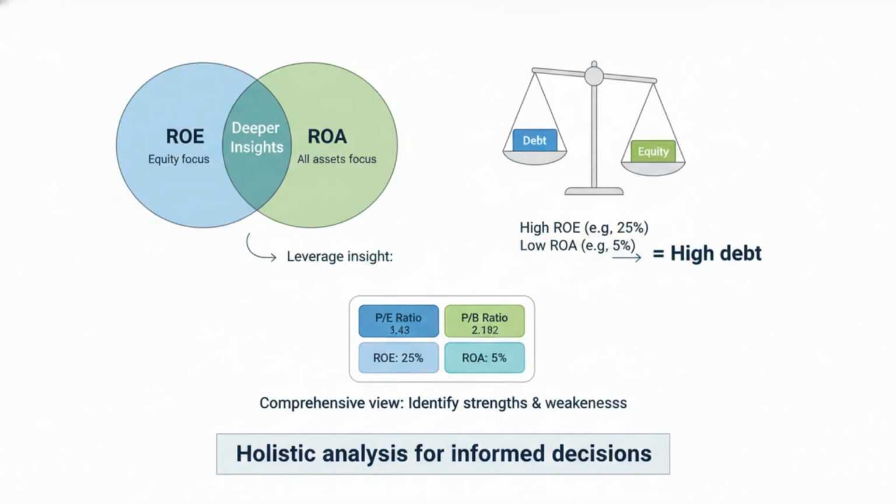Complementing ROE, we have return on assets, or ROA. This ratio measures how efficiently a company uses all its assets, both those financed by debt and by equity, to generate earnings. The formula is net income divided by total assets. ROA is a critical metric for understanding operational performance, as it gives a broader view of a company's asset utilization efficiency, regardless of its financing structure.